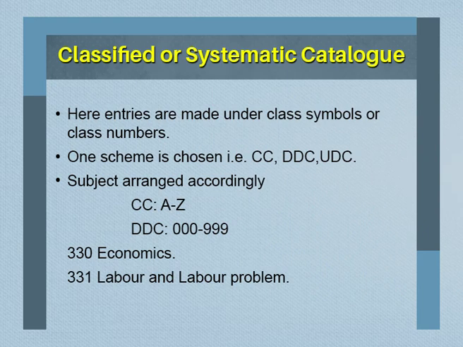Here the head title of the book is converted into ordinal numbers using any scheme of classification. It may be either CC, which is Colon Classification, or Dewey Decimal Classification, or Universal Decimal Classification. It depends upon the scheme the library uses. But here again the titles or the subjects are converted into ordinal numbers. Then according to the number, the books or the cards will be arranged.